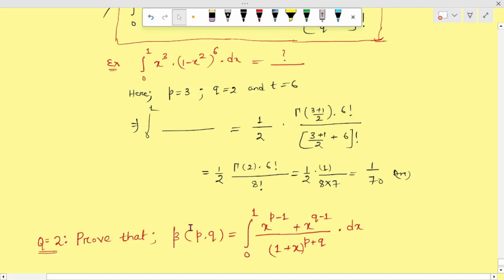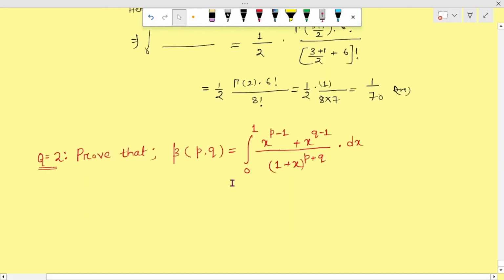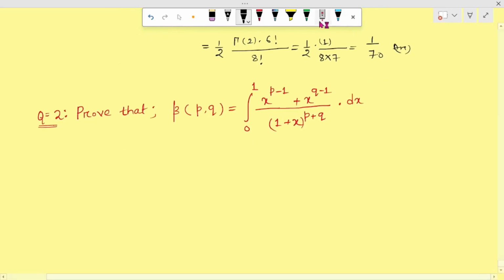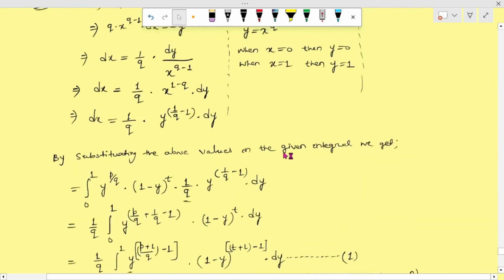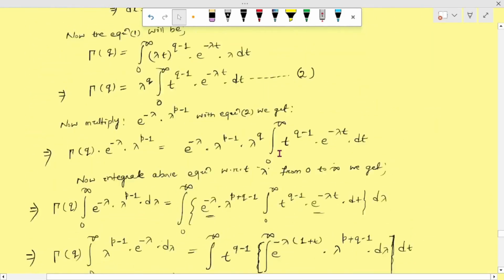Our next question, that is your question number 2, is this one. We have to prove beta pq is equal to the integral from 0 to 1 of (x to the power p minus 1 plus x to the power q minus 1) by (1 plus x) to the power p plus q dx. This proof can be done with the help of the first form of a beta function.